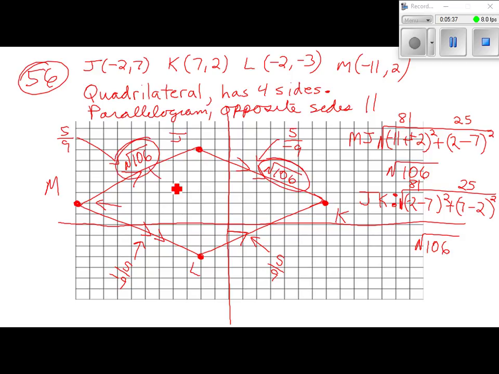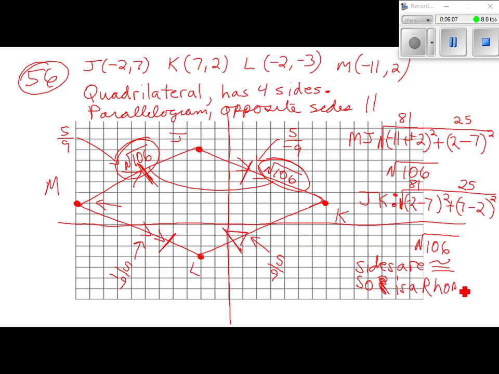What's that tell me about those two sides? They're congruent. So what's that tell me? If this side's congruent to that side, well, we know that these two sides have to be congruent. We know these two sides have to be congruent. So what do we know about all four sides? They're all congruent. So it is a rhombus.